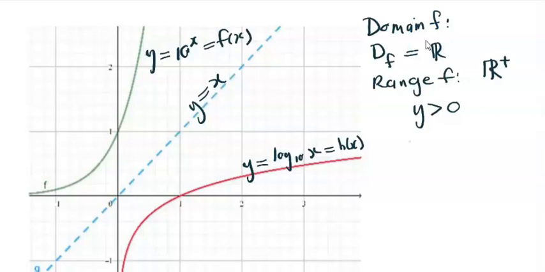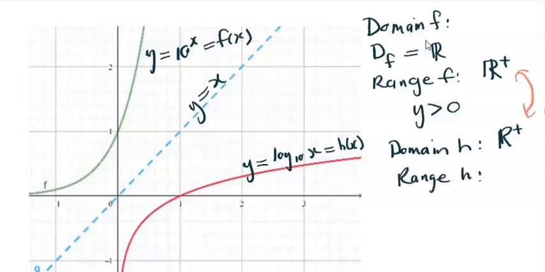If I look at the logarithmic function, the red graph, then I see the domain of h is now exactly the range of f. So they just swap the domain and the range, because remember we swapped the x and the y, and the range of h is the same as the domain of f, which is R. It's easier to understand the definition.